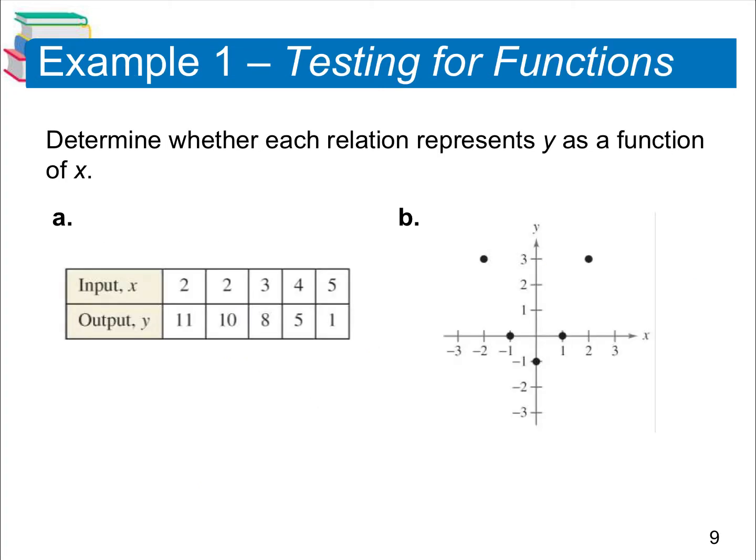If we look at some examples on this page, we're told to determine whether each relation represents y as a function of x, which means your x values cannot repeat. If we look at example A, you have input values or x values of 2, 2, 3, 4, and 5. Your output values or your y values are 11, 10, 8, 5, and 1. Because these 2's repeat themselves in your x, this one is not a function.